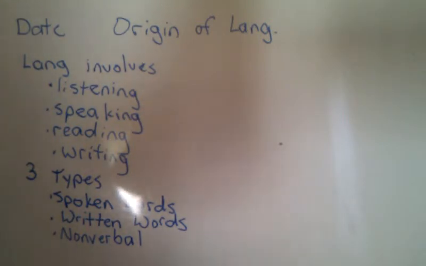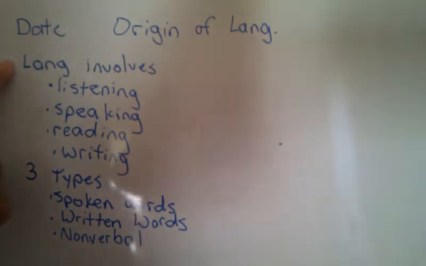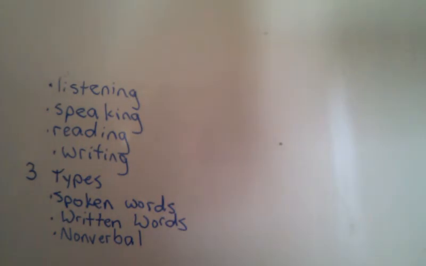But that's not the story that the Bible tells us. We said that language involves listening, speaking, reading, and writing. We said there are 3 types of language: spoken words, written words, and nonverbal. So now let's talk about where language came from.